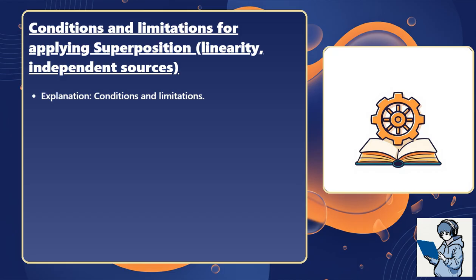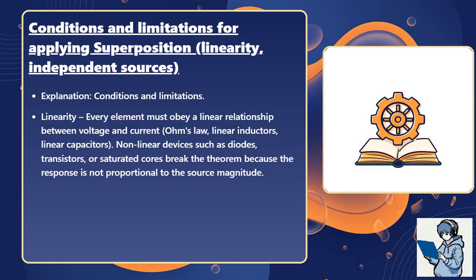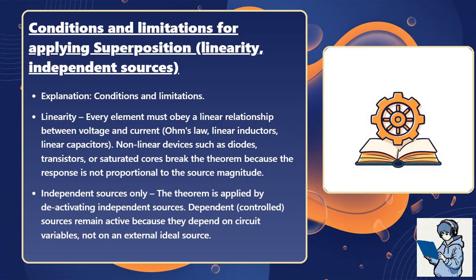Explanation, conditions, and limitations. Linearity: every element must obey a linear relationship between voltage and current. Ohm's law, linear inductors, linear capacitors. Nonlinear devices such as diodes, transistors, or saturated cores break the theorem because the response is not proportional to the source magnitude. Independent sources only: the theorem is applied by deactivating independent sources. Dependent, controlled sources remain active because they depend on circuit variables, not on an external ideal source.